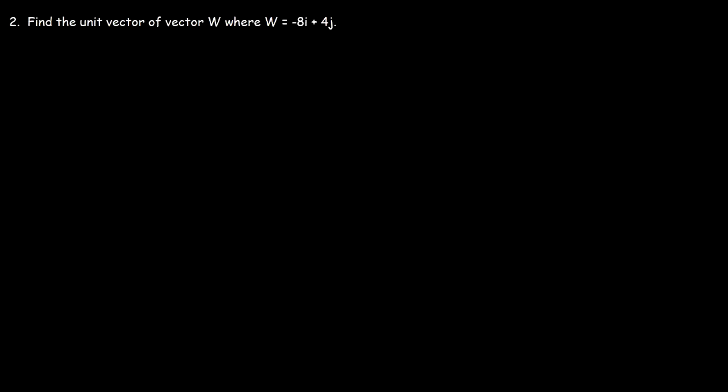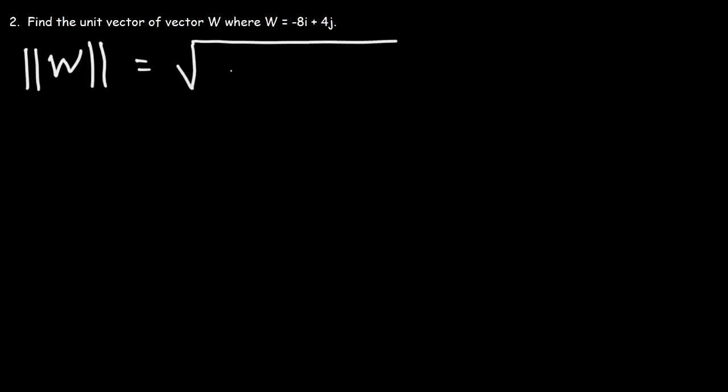Now let's try another example. One that's not so easy like the last one. Feel free to pause the video and try this problem. So let's begin by calculating the magnitude of vector w. So that's going to be the square root of negative 8 squared plus 4 squared.